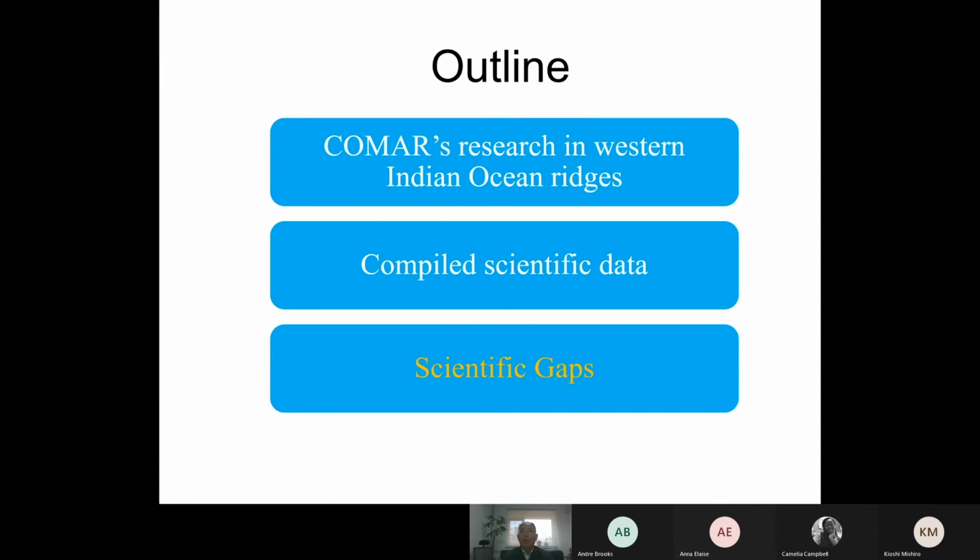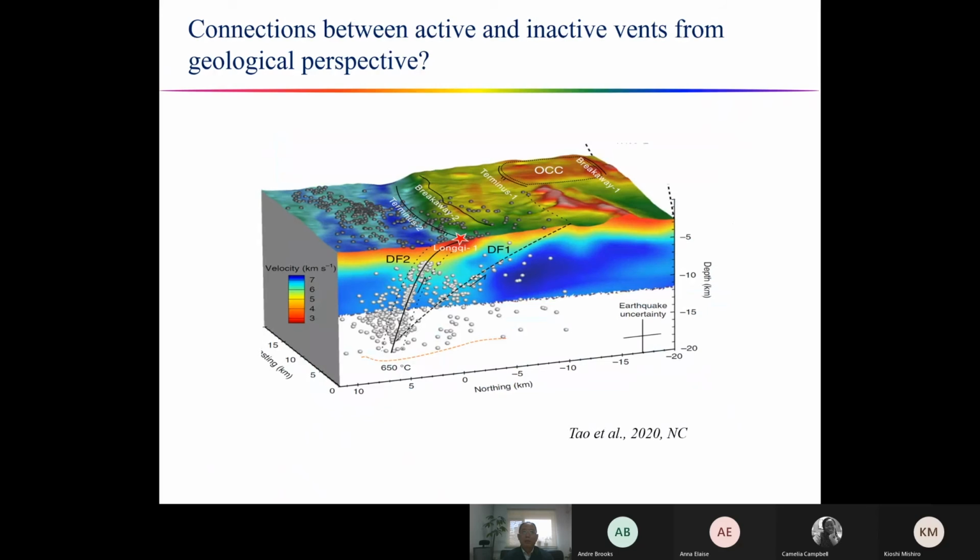Based on what we know, there are still many scientific questions that remain unknown. In the third part of my talk, I want to raise some scientific gaps. Please note that I'm just giving some examples. The first question can be, is there a connection between active and inactive vents from a geological perspective?